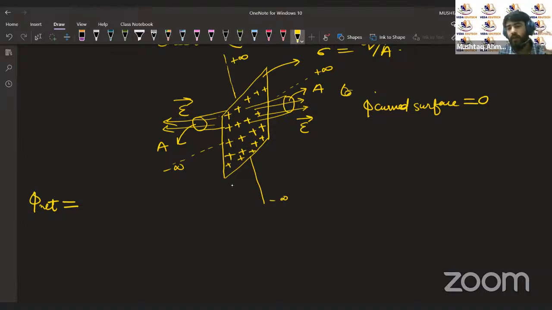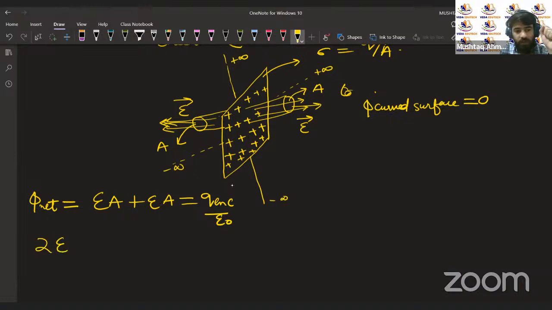In both cases, the direction of the electric field vector is along the direction of the area vector. It means the angle between the area vector and the electric field vector for these surface areas is 0 degrees. The flux through these areas will be E into A plus E into A, which is equal to the charge enclosed upon epsilon naught. So the total flux will be twice EA.